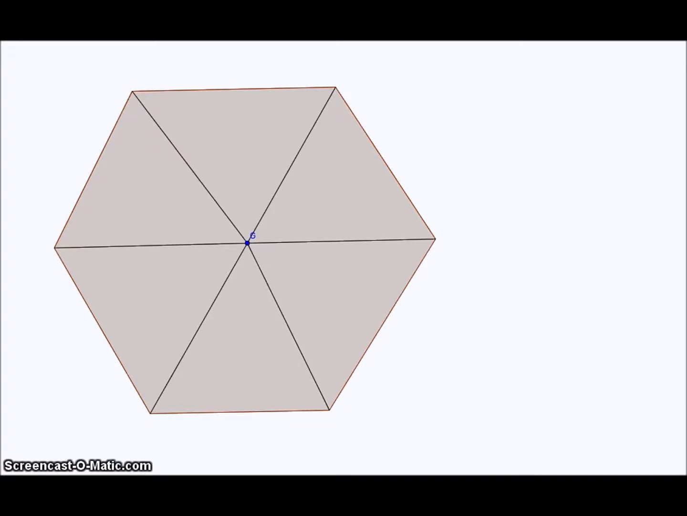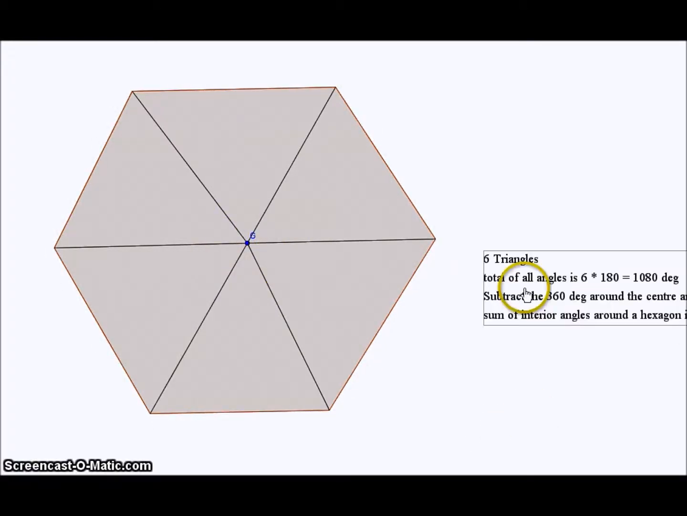So we have 6 triangles. Now we know that the sum of the internal angles on those 6 triangles are 180 degrees. So the total of all the angles inside all those 6 triangles is going to be 6 lots of 180 degrees, or 1080 degrees. Then if we subtract out the 360 degrees around the centre, what we'll be left with is the internal angles of our hexagon.